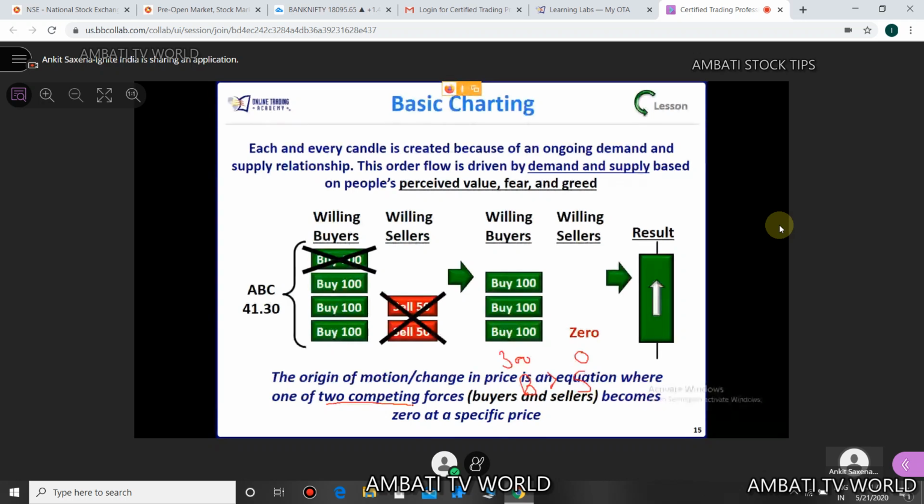Sometimes open and close values are the same, Rekhaji. Then you will find a candle somewhat like this. It's a plus sign candle. Okay, the candle will be like this. Any more questions here?